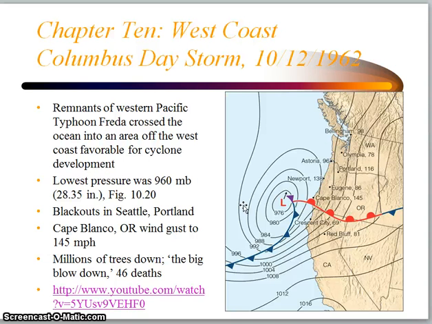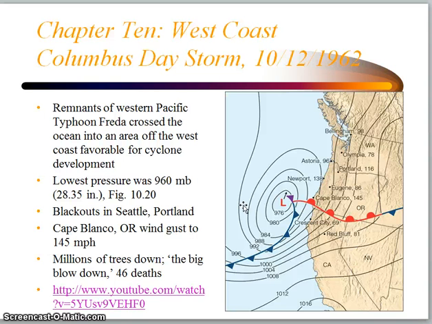There were blackouts in Seattle, Washington, and Portland, Oregon. Cape Blanco, Oregon had a wind gust to 145 miles an hour. Millions of trees were blown down. If you want to see some photographs of the results of this big blowdown storm, you can click on that hyperlink.